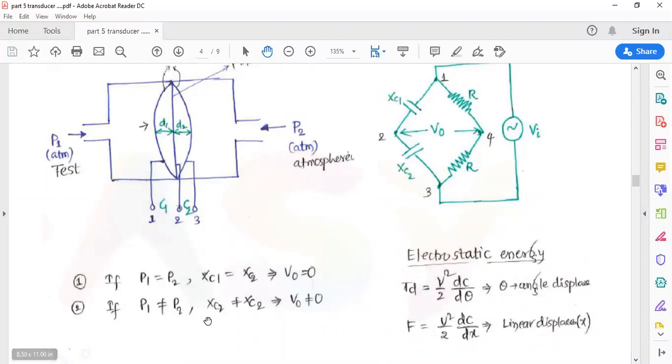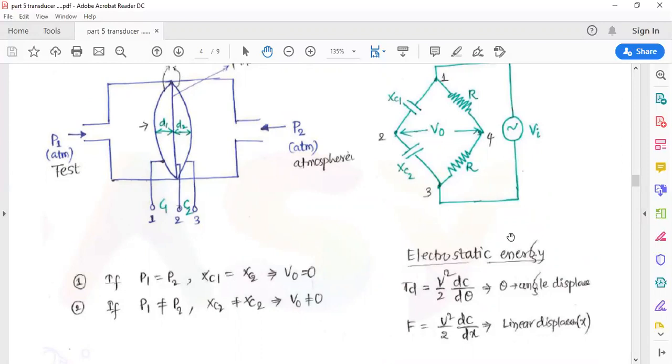If P1 is not equal to P2, then the position will be either this or this. Here P1 can be greater than P2 or P2 greater than P1. In both cases, when P1 is not equal to P2, XC1 and XC2 will be different. As a result, there will be a potential difference between these two points, which can be measured with the help of a voltmeter, and that change in voltage we convert into pressure.